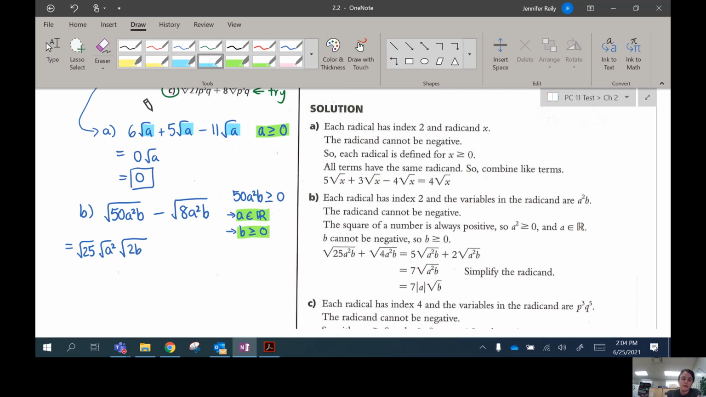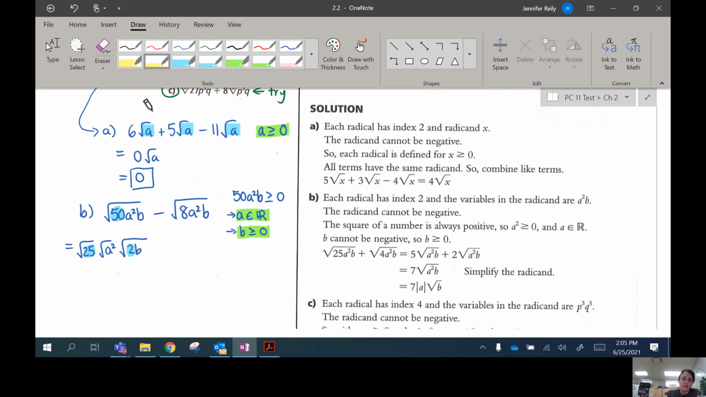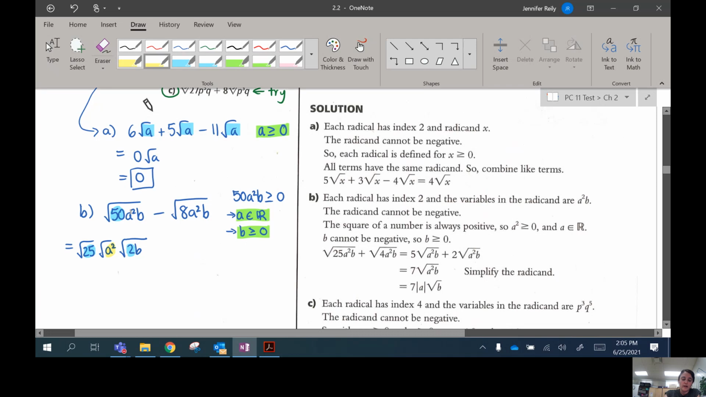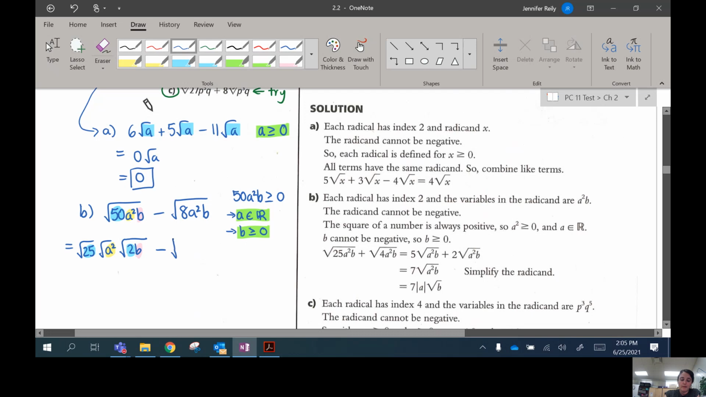So let's look and make sure this makes sense. The 50 I broke up into 25 and 2. I'll use the same colors here. A squared, I took that out because I can evaluate the square root of that. And then I left the b, because I cannot take the square root of just b by itself. Okay, let's do the 8. 8 can be broken up into 4 times 2. I can take the square root of a squared, but the square root of b I'm going to have to leave. So I'm going to have 2b again.